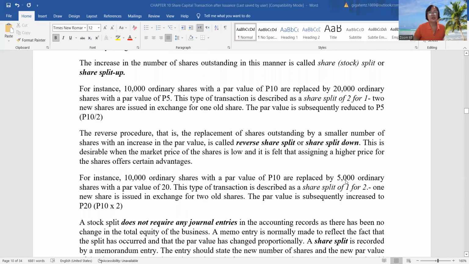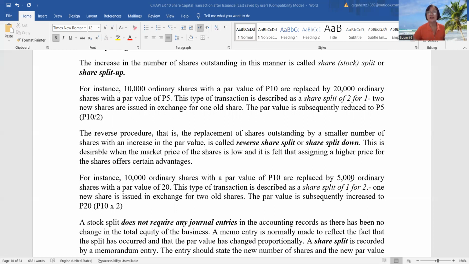The reverse procedure, that is the replacement of shares outstanding by a smaller number of shares with an increase in the par value, is called reverse share split or share split down. Kapag dumami yung number of shares outstanding, ang tawag doon ay share split. Pagka kumonte, reverse share split.